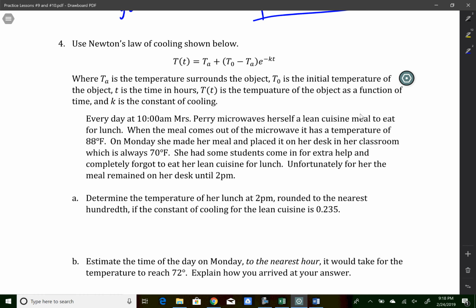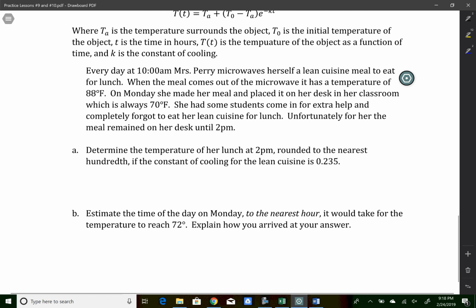So here's a little word problem that I made up about one of our fellow math teachers, Miss Perry. So it says every day at 10 a.m., Mrs. Perry microwaves herself a Lean Cuisine, and she wants to eat that for lunch. When a meal comes out of the microwave, it has a temperature of 88 degrees Fahrenheit. That's the initial temperature.